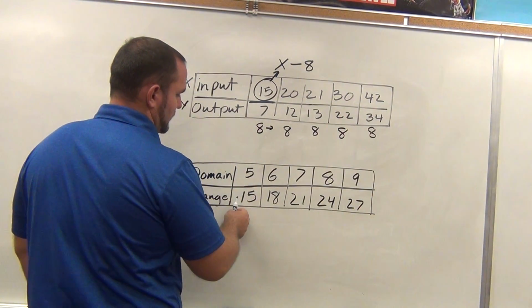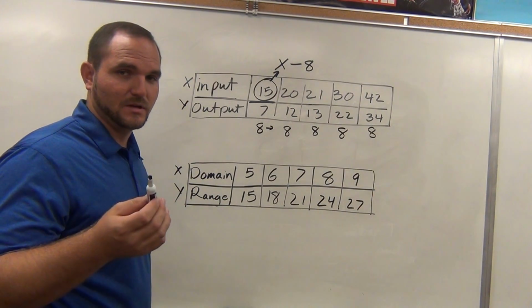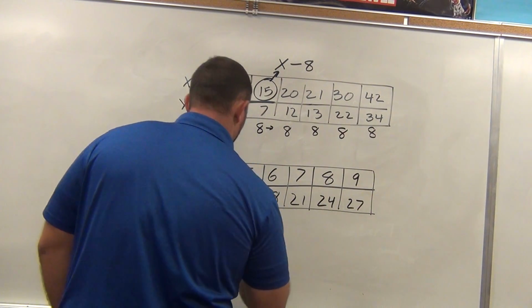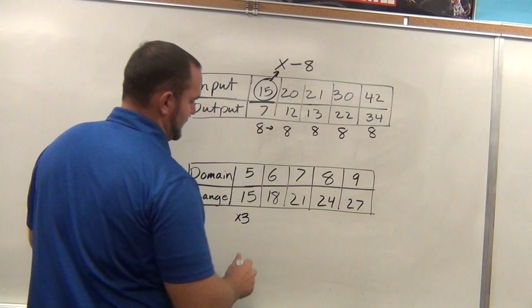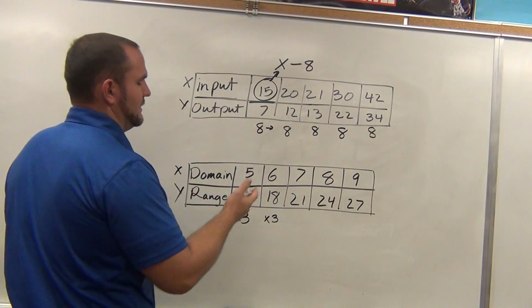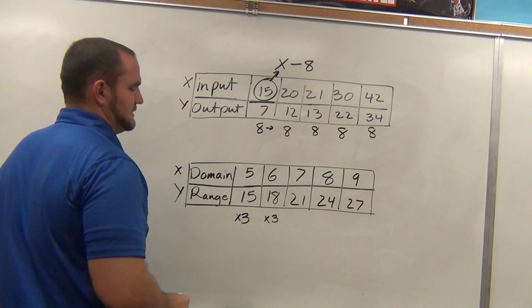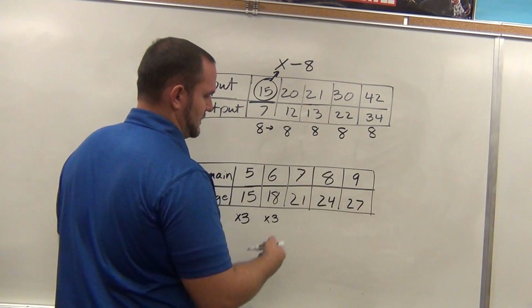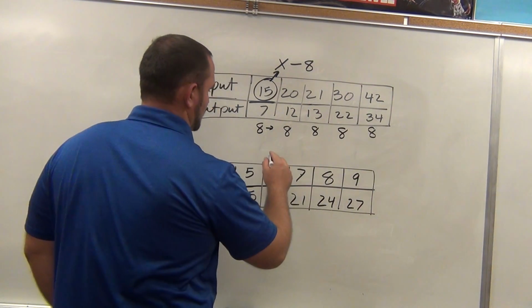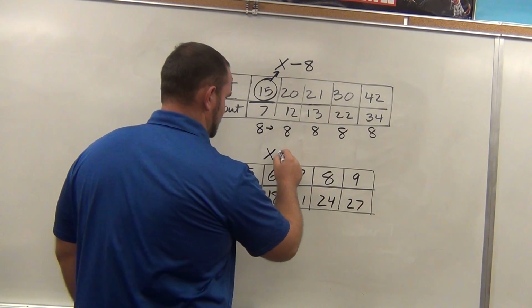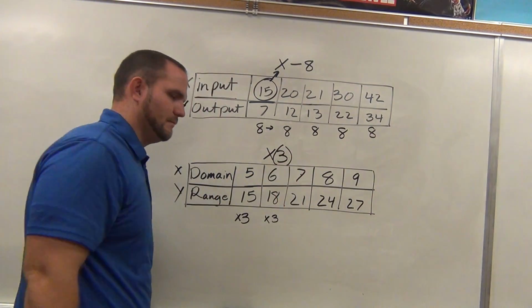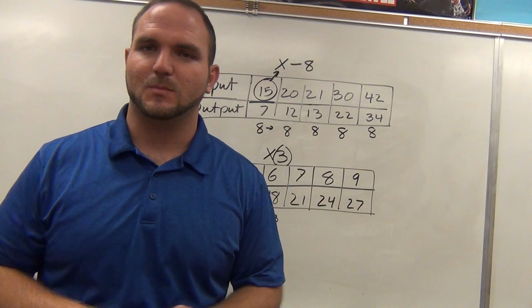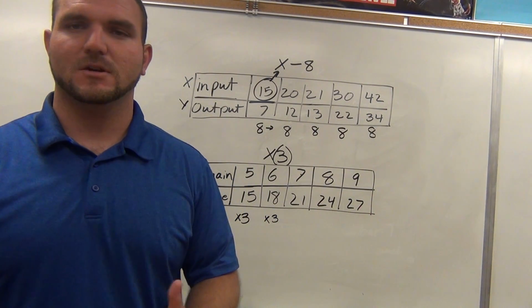So 5 going to 15. Well, I know that 5 times 3 gets me 15. Well, 6 times 3 gets me 18. Sorry, I got a little tongue-tied there. Now, 3 times 7, 21. 3 times 8, 24. 3 times 9, 27. So our rule would be x times 3. Just like that. So that's how you find a rule with a table, and being able to find it for a table or a function.